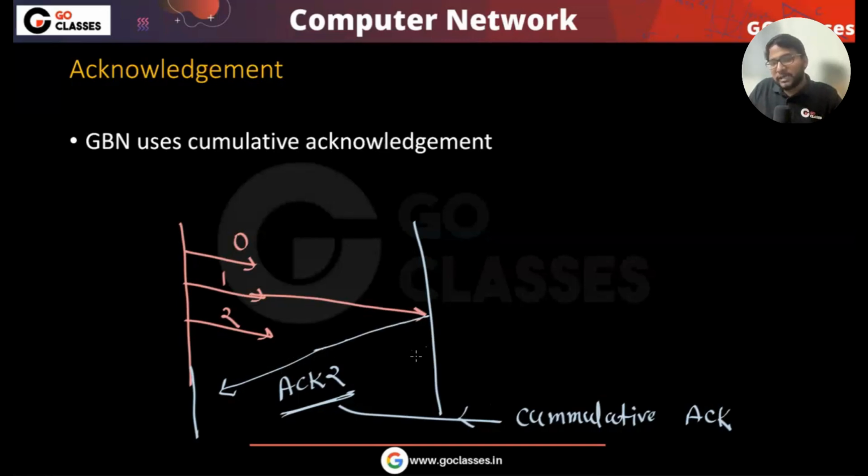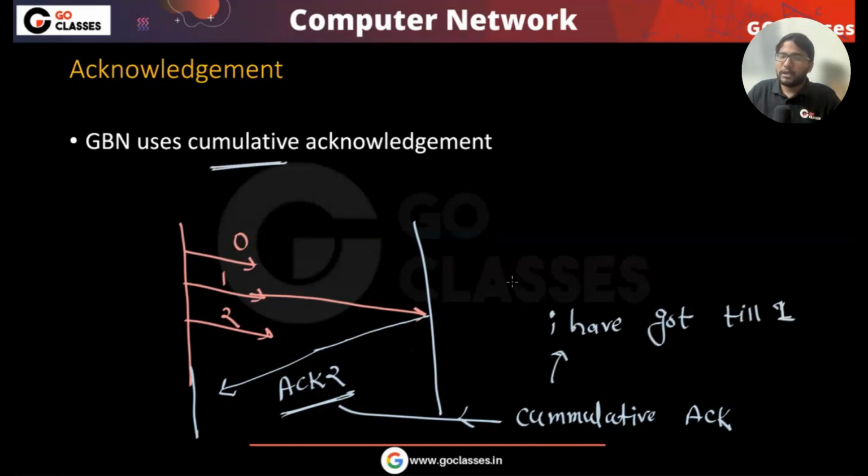No, it means that I have got everything till 1, right? I have got everything till 1, not just 1. So cumulative ACK means I have got everything till 1. This is what cumulative ACK means, and that's what Go-Back-N uses. Okay, this was one point that I wanted to discuss.